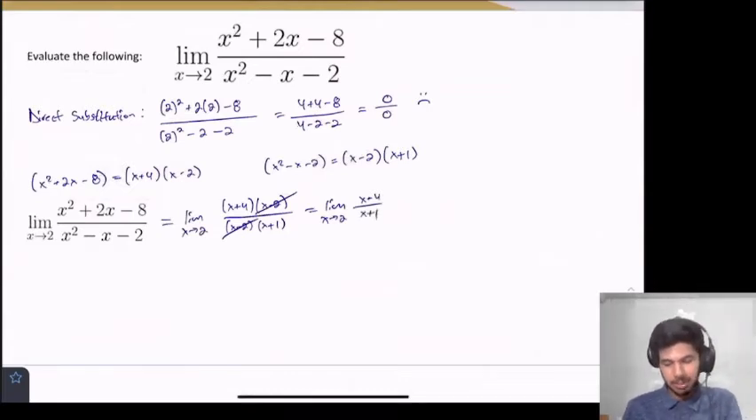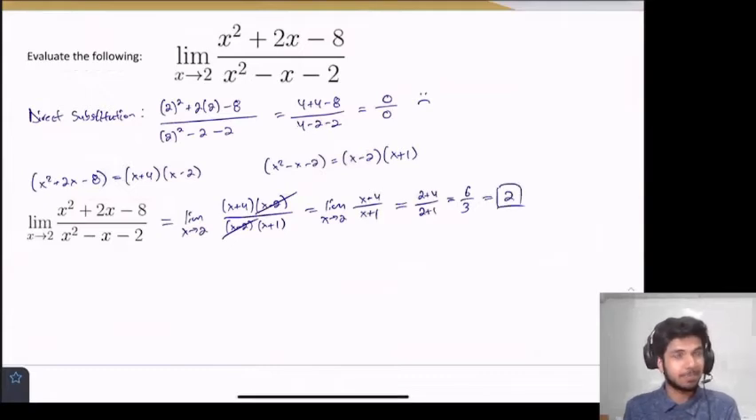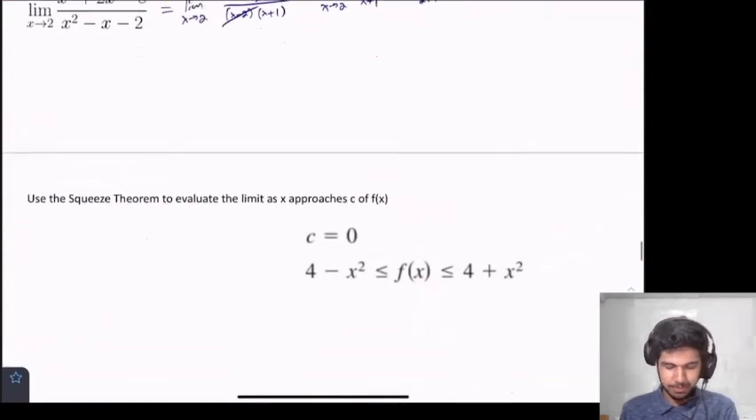And if we do direct substitution, we see that this equals 2 plus 4 divided by 2 plus 1 equals 6 divided by 3 equals 2. And that's our answer. So that was pretty nice. We used factoring and direct substitution to help us out there at the end. So that was a good question.